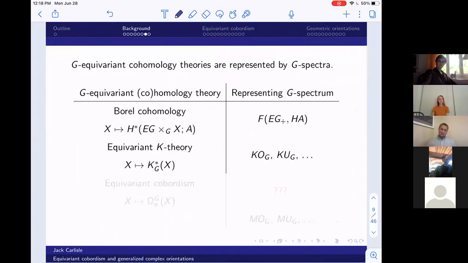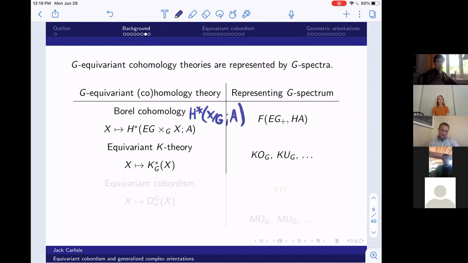So we've defined G equivariant cohomology theories, and just as in the non-equivariant case, these are represented by G spectra. Let me give you some examples of G equivariant cohomology theories together with their representing G spectra. Perhaps the most naive thing that one can do is to define Borel cohomology. Borel is probably a very smart person, and it probably took a lot of effort to come up with this definition, but this definition is at least very natural. The idea here is this: we start with a G space X, and we want to assign to it the singular cohomology of the quotient space X mod G with coefficients in whichever abelian group A we want.